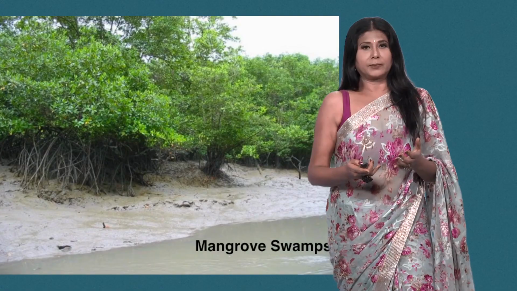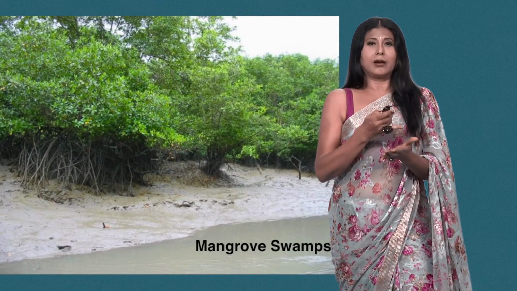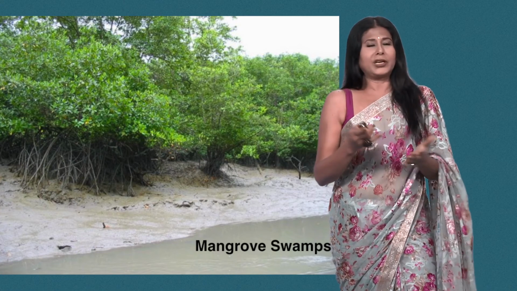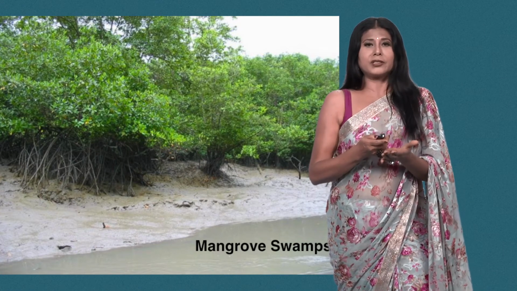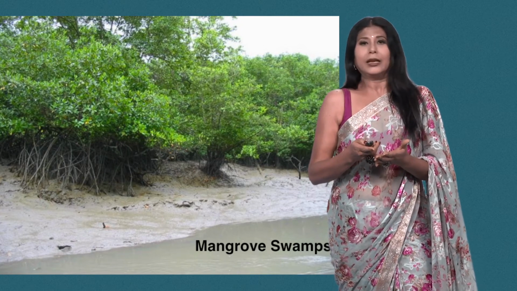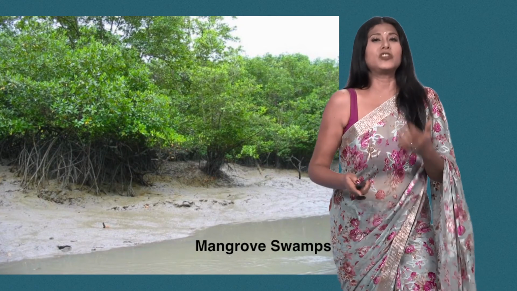And here, many times, a river creates a meandering river, and along here, mangrove swamps are developed. Mangrove swamps are very common in all the coastal areas, but the largest which we find in India is called Sundarban. Not only in India, it is the largest in the world.